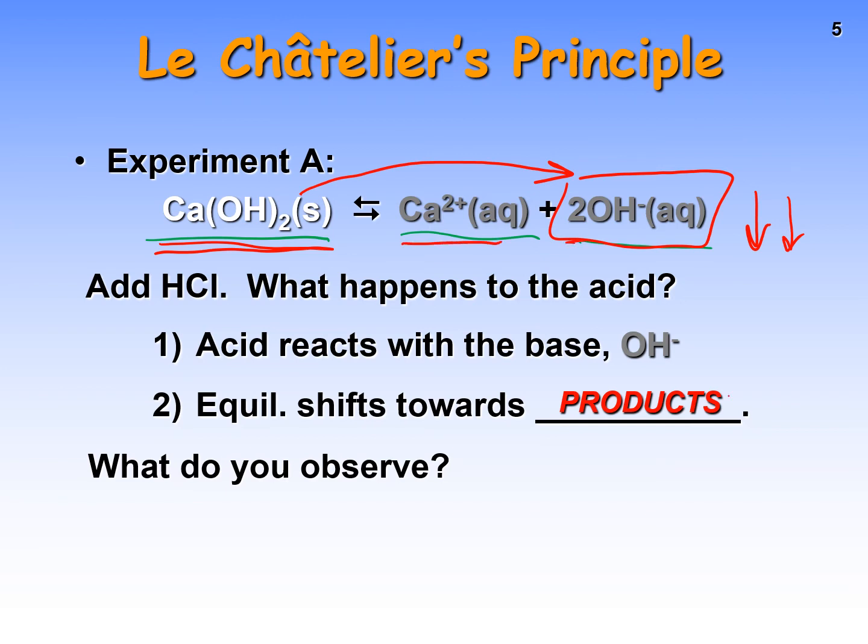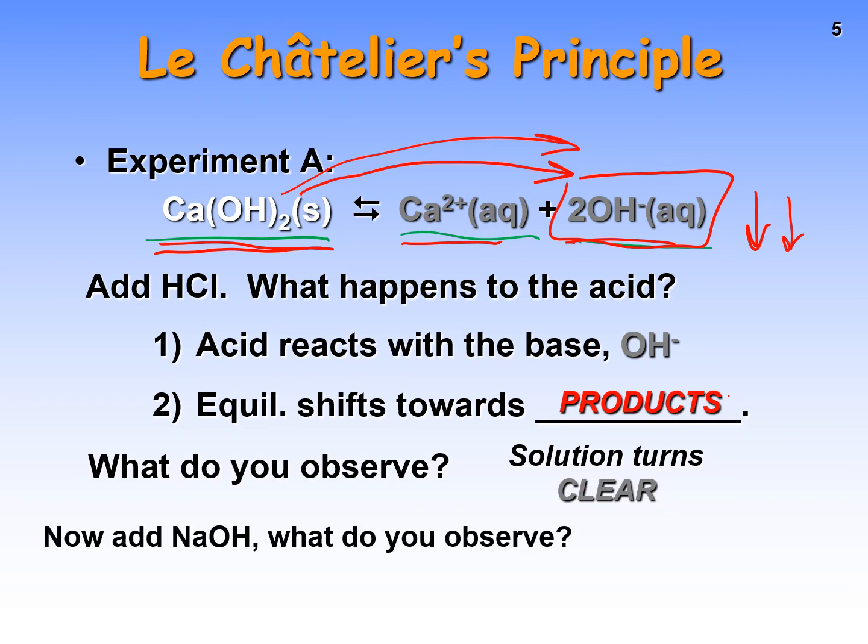Calcium ion and hydroxide ion, they're both clear solutions. I put them as gray because I obviously can't make them clear, then we wouldn't be able to see them. But they're clear. So if we do this and the reaction shifts towards the products, what we're going to see is the solution is going to turn clear because it goes from a cloudy substance to a clear substance because we're getting rid of a lot of the reactants.